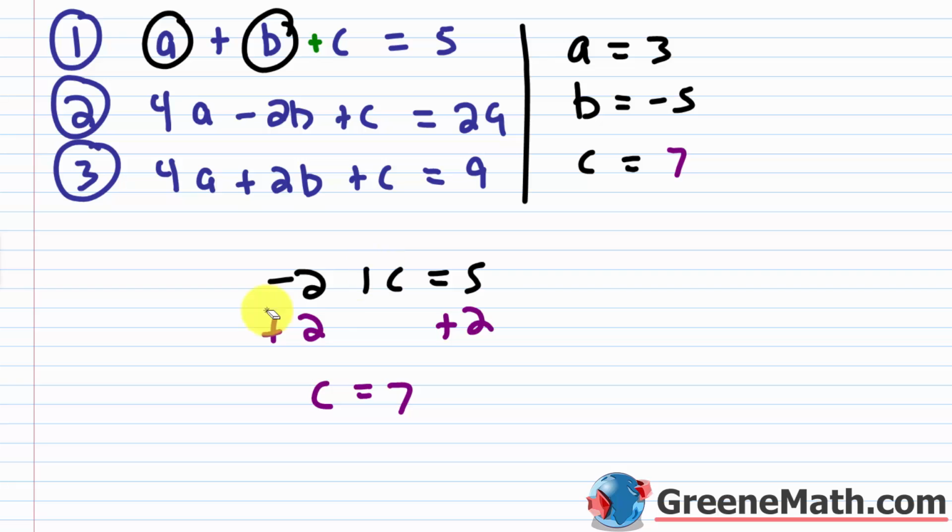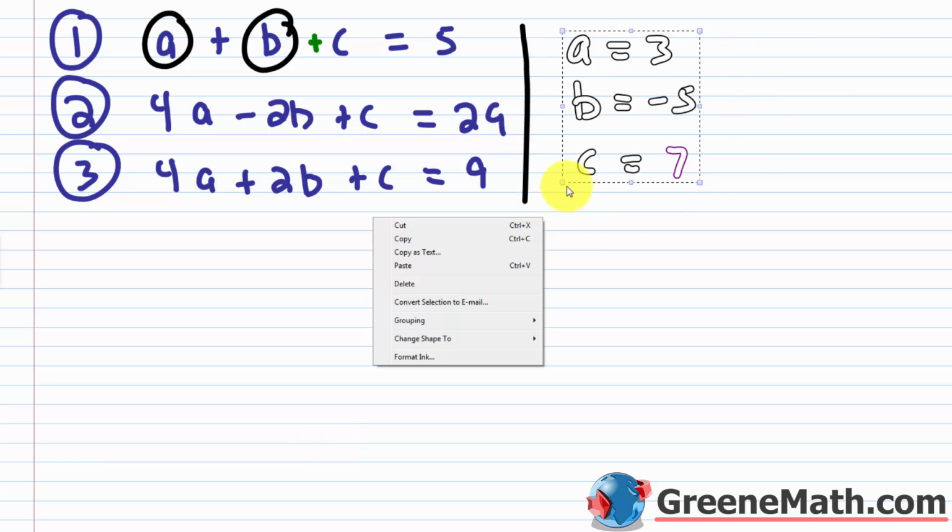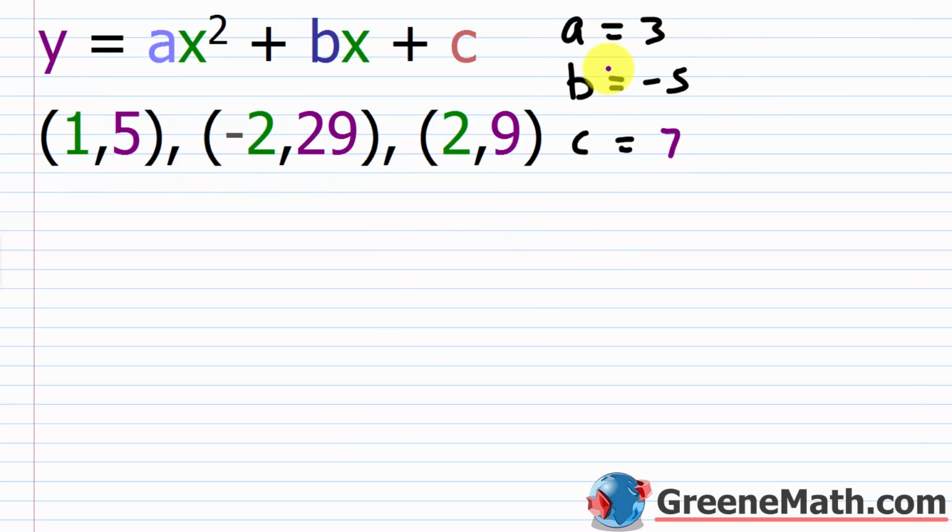So now I have enough information to write the equation of this parabola in standard form. So let me just copy this and go back up. So we have that a is 3, b is negative 5, and c is 7. So just plug into your standard form. We have y is equal to, for a, I'm going to put a 3, and then times x squared, plus, then for b, it's negative 5. So instead of plus, let me just put minus 5 here, and then times x, and then plus c, and c, of course, is 7. So the equation is y equals 3x squared minus 5x plus 7.